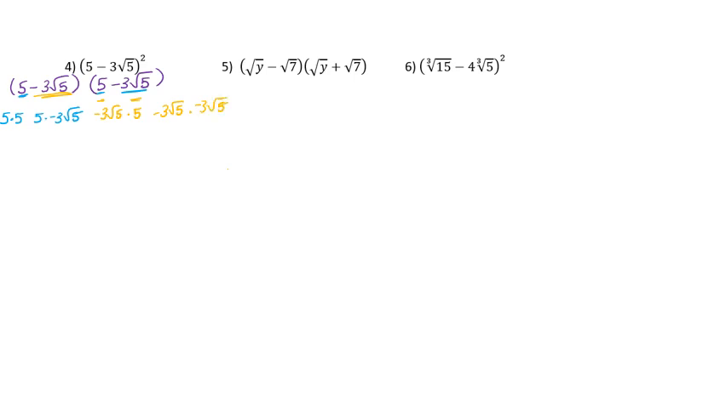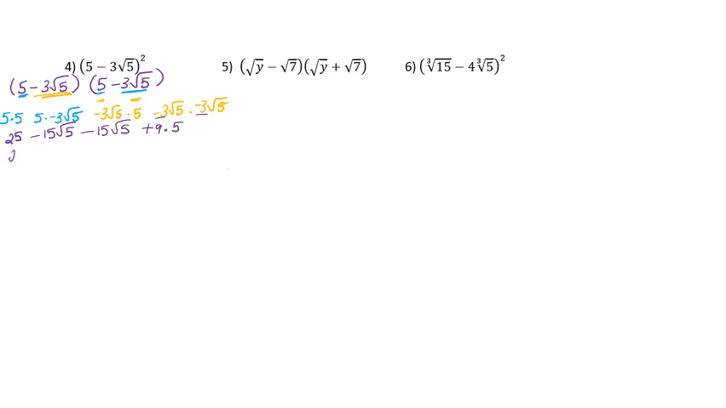All right, 5 times 5 is 25. Negative 3 square roots of 5 times 5 is negative 15 square roots of 5. Remember, we just multiply those numbers on the outside together. Then we have another negative 15 square roots of 5. Then we're going to have negative 3 times negative 3 is a positive 9. So I did negative 3 times negative 3. And then remember, the square root of 5 times the square root of 5 is just 5.